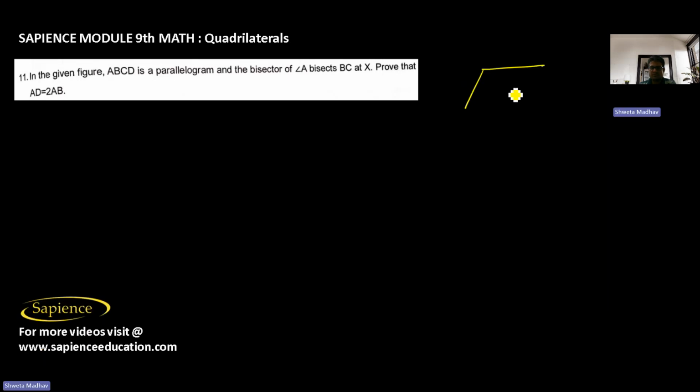You can draw it like this also. So this is ABCD, the bisector of A bisects BC at X. So this is equal to this, and these two angles are equal. You have to prove that AD equals twice of AB.